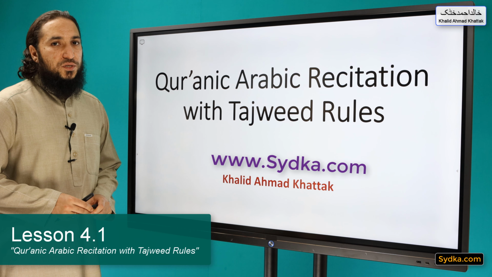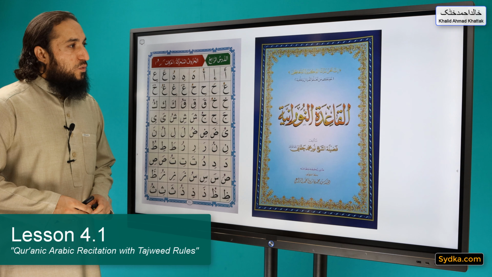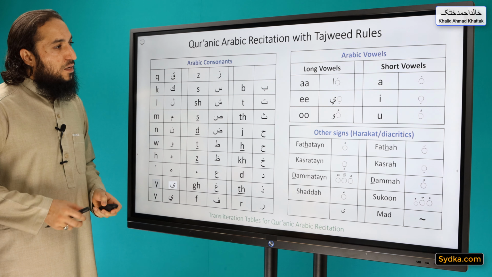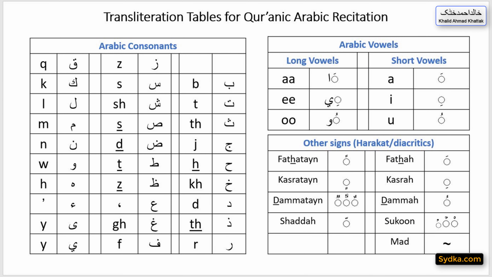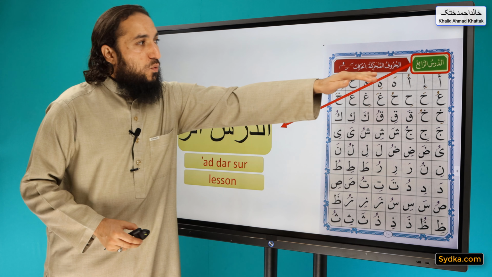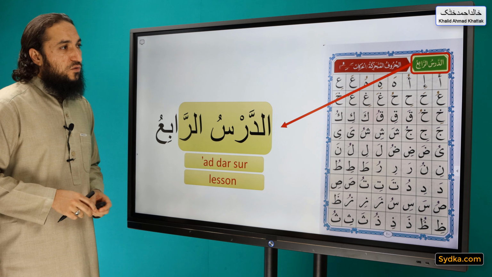Welcome back to another session of Qur'anic Arabic Recitation with Tajweed Rules. In this session, we will be studying the first line of page number 10 of Al-Qaida Nuraniya along with the first 9 syllables to here. So this slide is just a reminder for those of you who will be relying on transliteration. The first line, we are going to just read it out without explanation. It's because it's going to be too advanced at this level.